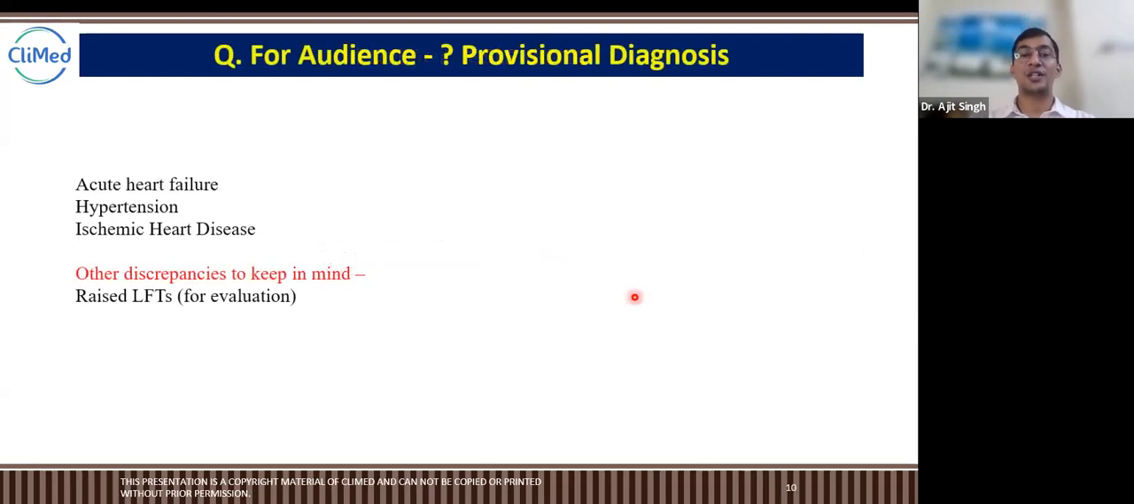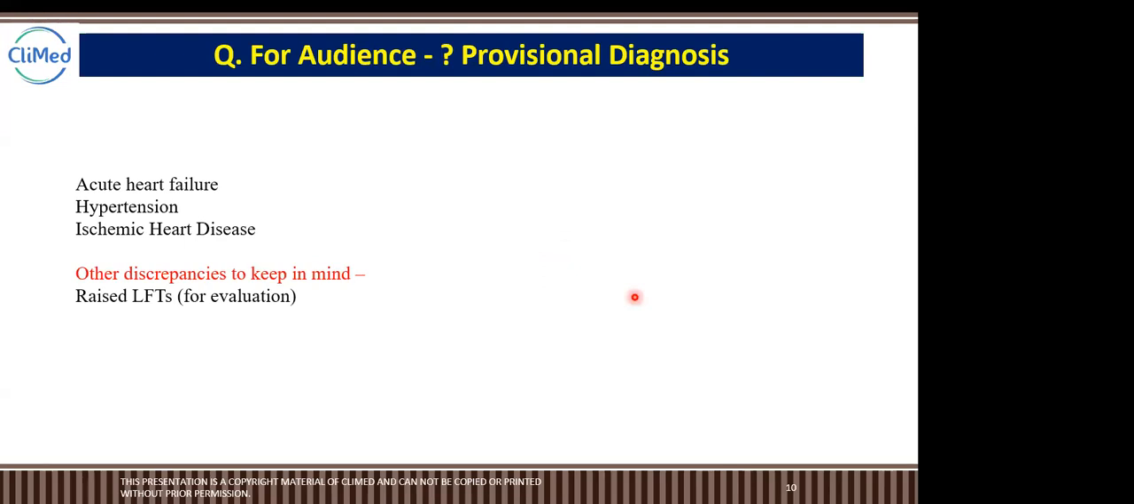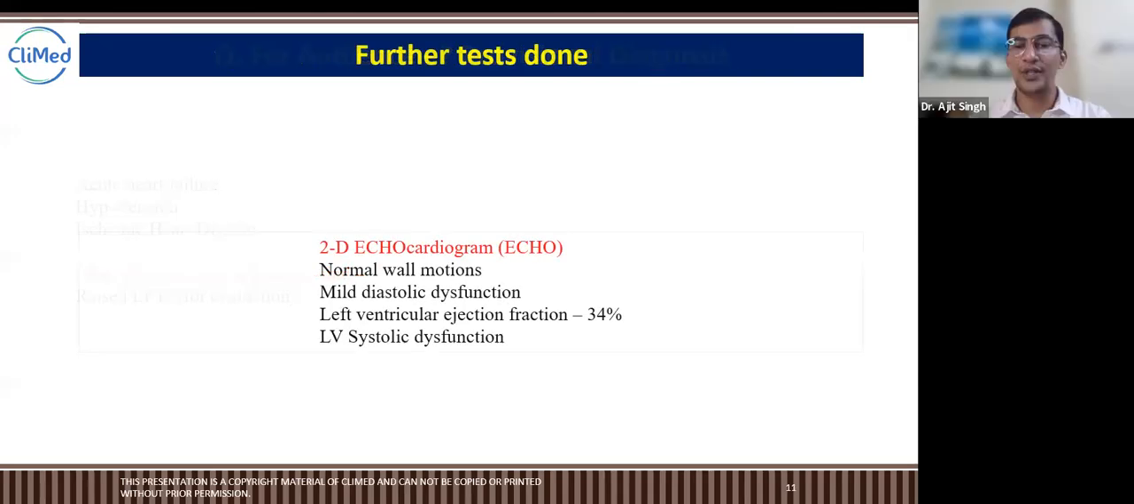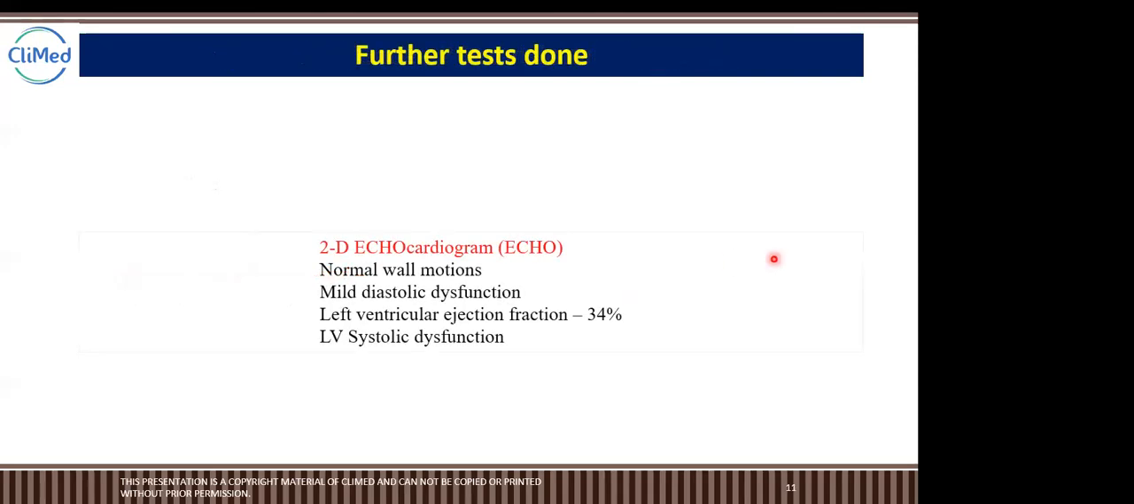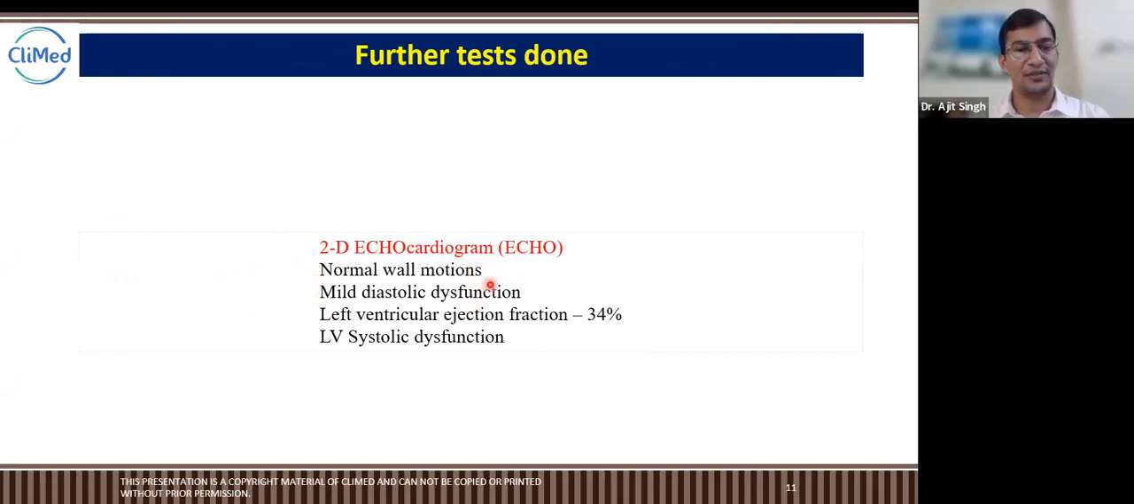So now my question is, what are the other tests we can do to confirm our provisional diagnosis? 2D echo. ECG. Echocardiogram. 2D echo. And BNP. Perfect. Okay, so 2D echo, normal wall motions. What does it mean by normal wall motions here?